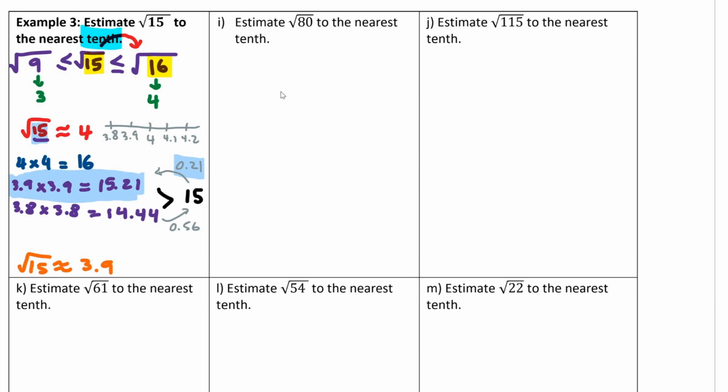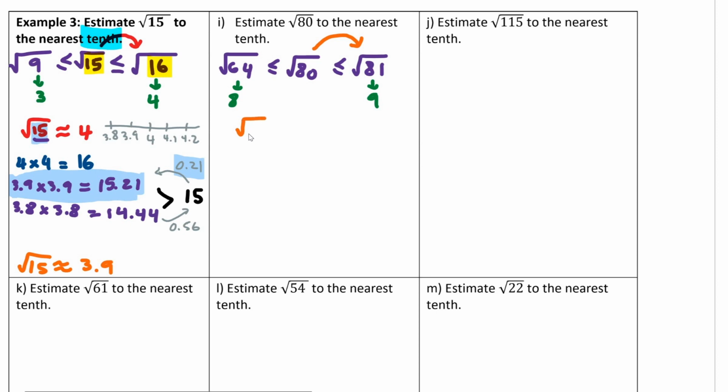Alright, problem 1: estimate the square root of 80. What are the two perfect squares that the square root of 80 stays between? The answer is you have 81, which is 9 times 9. Before that, 8 times 8 is 64. So the square root of 64 is 8, the square root of 81 is 9. 80 is closer to 81 than 64, so the square root of 80 is approximately 9.